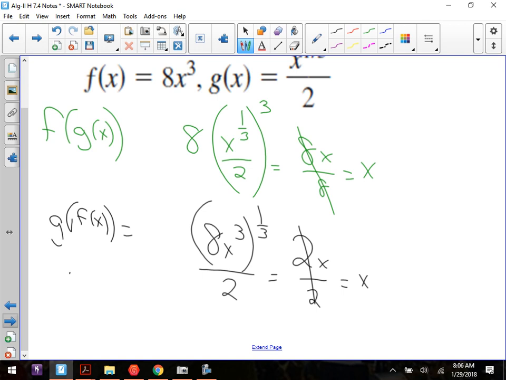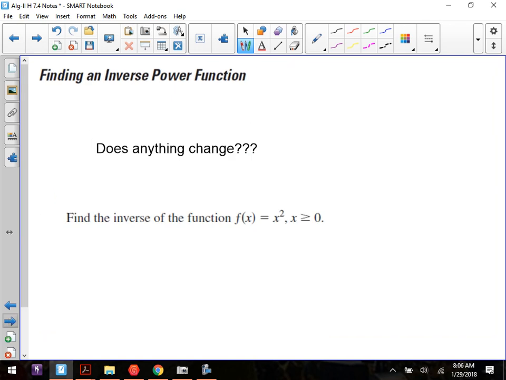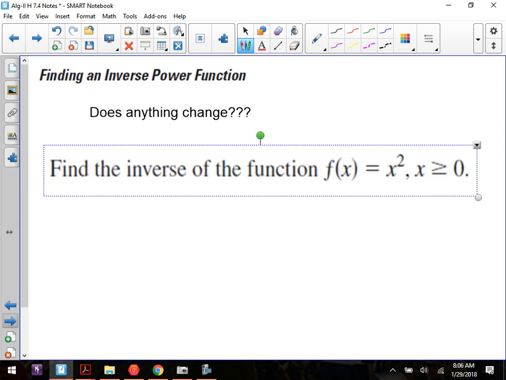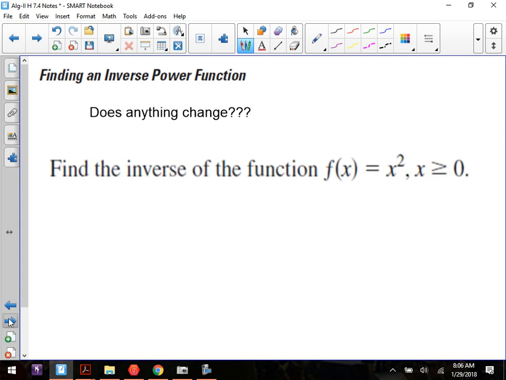It's not very bad. Inverse of power functions. Do you think anything's going to change? No. Now, one thing I want to show you is, why do you think that they are saying that x has to be greater than or equal to 0?